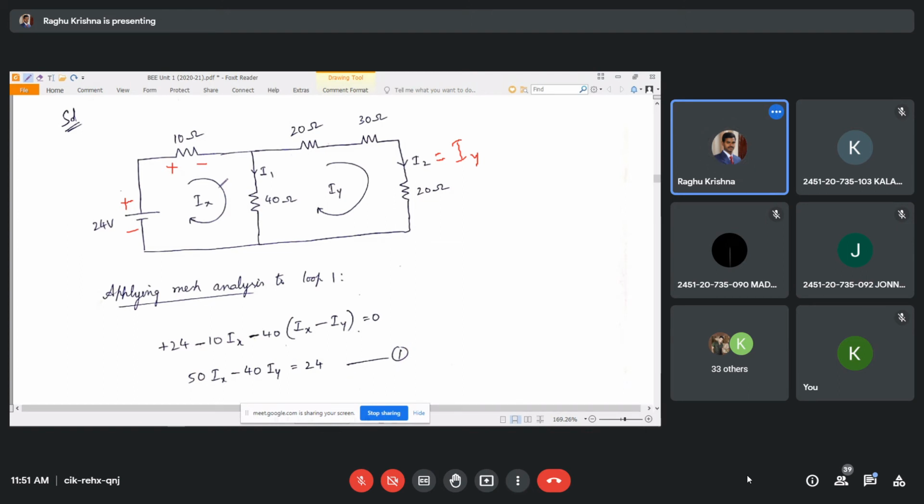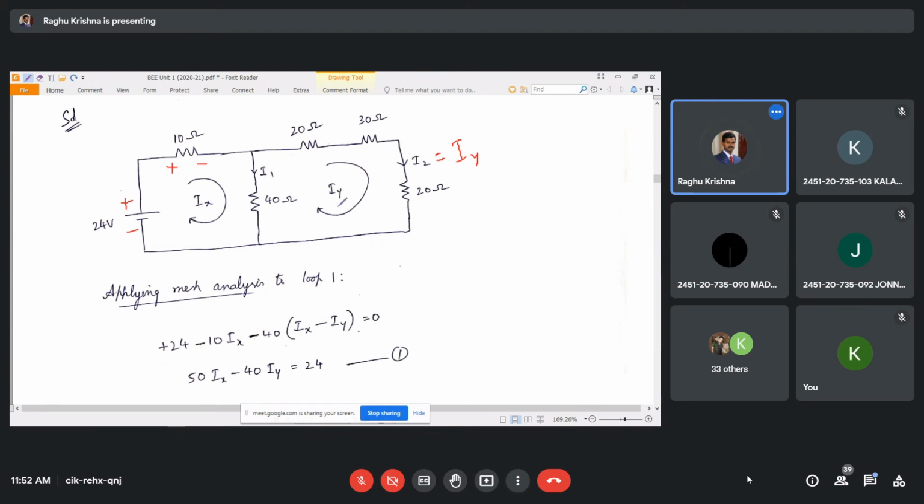See here, minus to plus, 24 voltage rise. Next, plus to minus, voltage drop, minus 10 Ix, minus 40 into (Ix minus Iy) is equal to 0. So this is the KVL equation for loop 1.